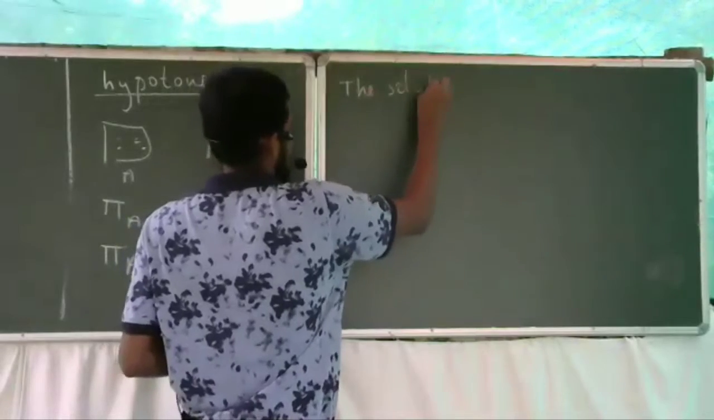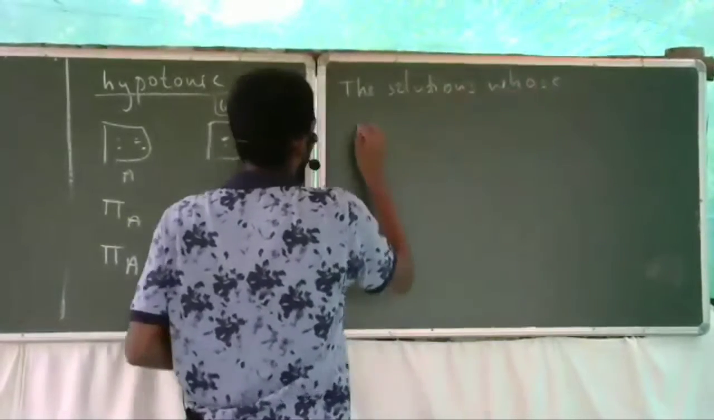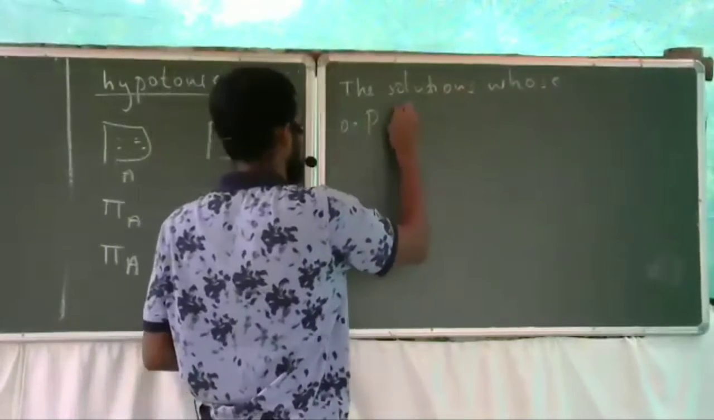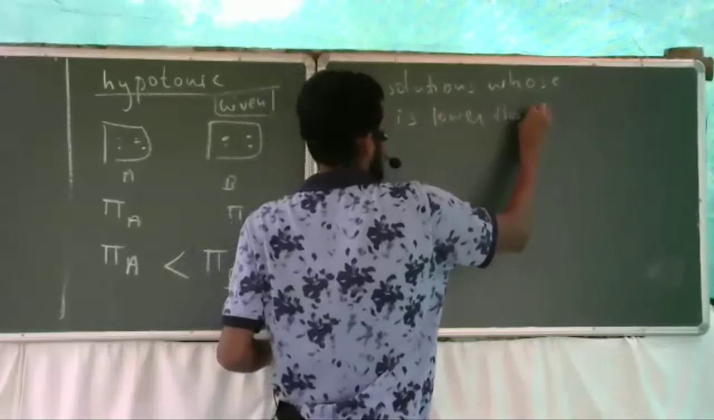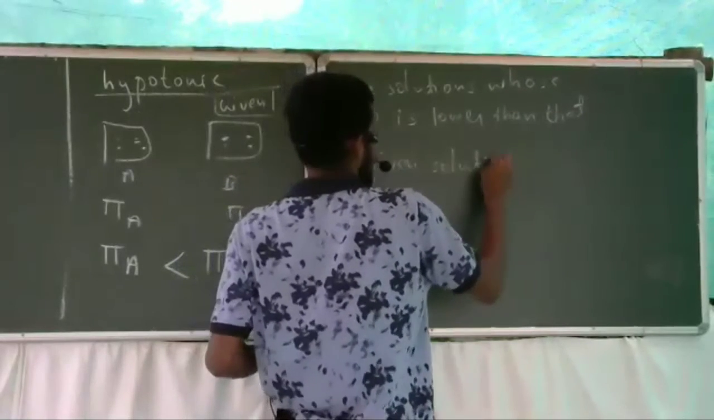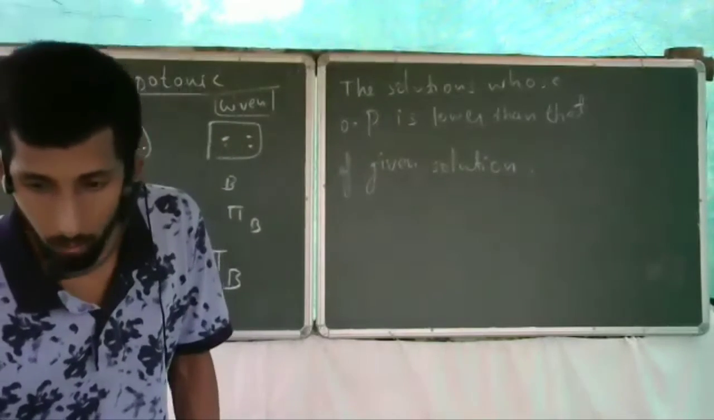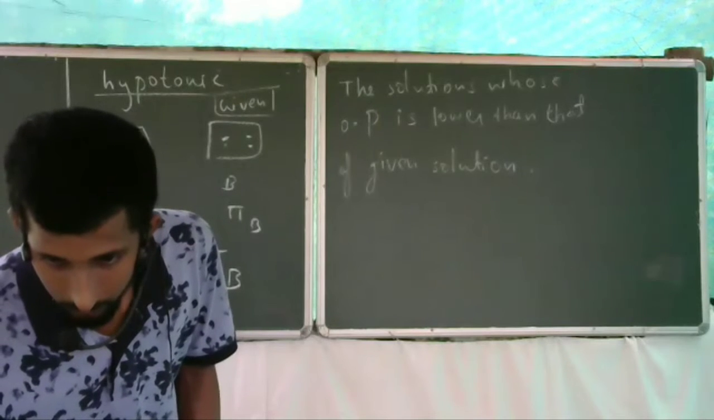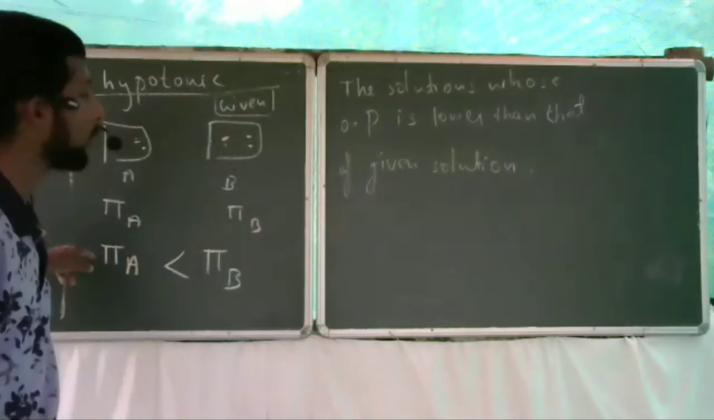The solution whose osmotic pressure is lower than that of the given solution. Okay, the solutions whose osmotic pressure is lower than that of the given solution, then that type of solutions are called hypotonic solutions.